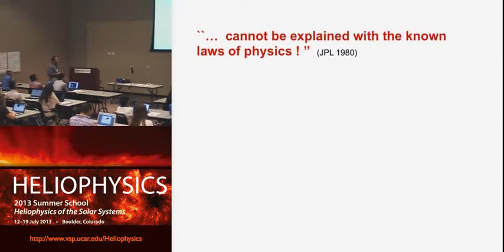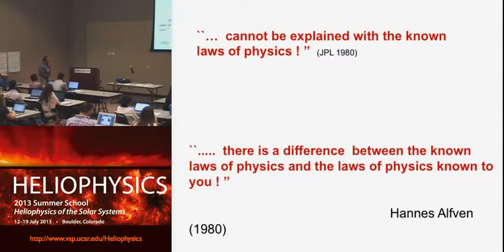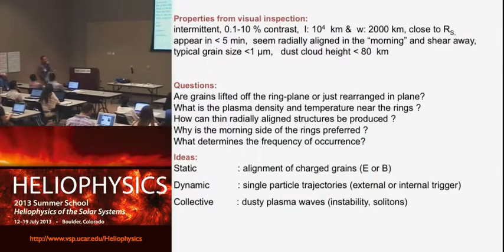In fact, famous colleagues of ours had no clue. This cannot be explained with the known laws of physics. That was in the von Karman auditorium. I wasn't there, but I have ear witnesses. And our friend Hannes Alfvén was there. Also, he was a character and says, be careful. There is a difference between the known laws of physics and the laws of physics known to you. So, what can I briefly tell you, and what sort of models do I have? By the way, I don't have an answer. I can just tell you where we are at and what we hope to learn as Cassini goes on.